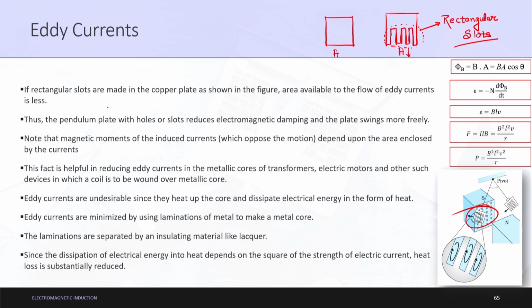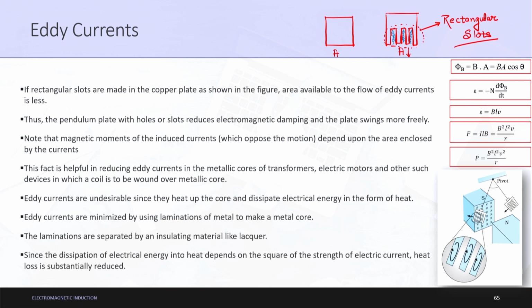If rectangular slots are made in the copper plate as shown in the figure, here it is also shown for a clearer view. The area available to the flow of eddy currents is less, as it is quite evident that the area is being decreased. Area is being removed from this position and therefore, area is less.